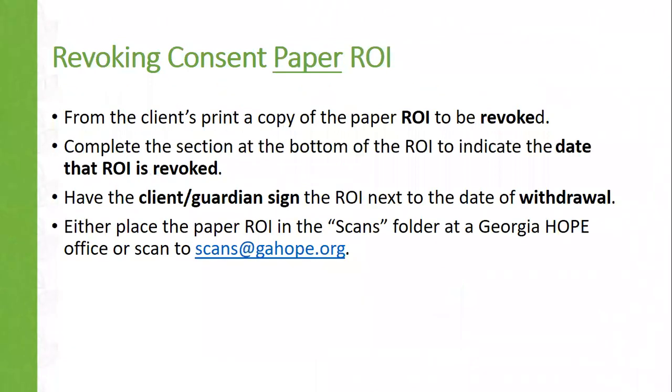And the way you'll do that on the paper consent: you can just print out a copy of the original release of information. You'll complete the section at the bottom of the ROI, and I'll show you where that is in a minute, that adds the date that the ROI is revoked. You'll have them sign the ROI next to the date of withdrawal, and then make sure that you either scan that paper release to scans@gahope.org, or you put it in the scans folder at one of the Georgia Hope offices.